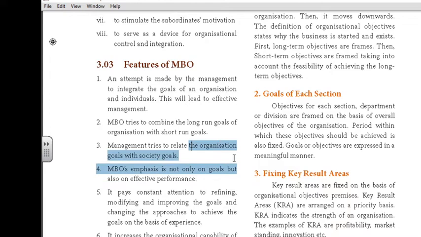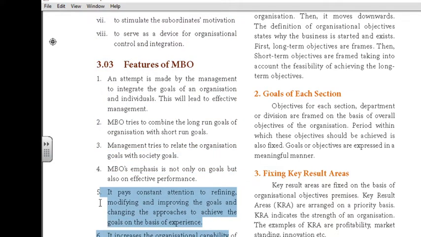So it is with the society's goals. And next is that it focuses not only on goals but also on effective performance. Next, attention to refining, modifying and improving the goals and changing approaches to achieve the goals. Of course, all businesses are done according to the present situations. Customer satisfaction is more important.